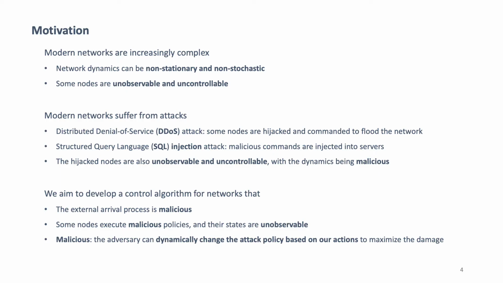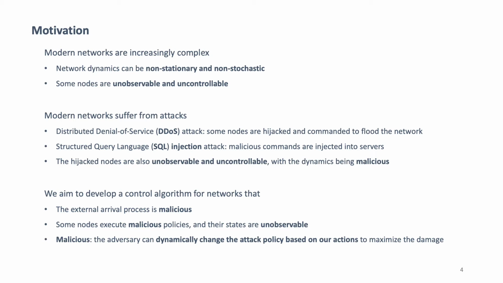First is the background. The motivation behind the topic is twofold. First, modern networks are becoming increasingly complex. The network dynamics may be non-stationary and non-stochastic, and some nodes may be unobservable and uncontrollable. Second, modern networks suffer more and more from attacks like DDoS attacks or SQL injection attacks. In these cyber attacks, the hijacked nodes may also be unobservable and uncontrollable, and the dynamics can be malicious.